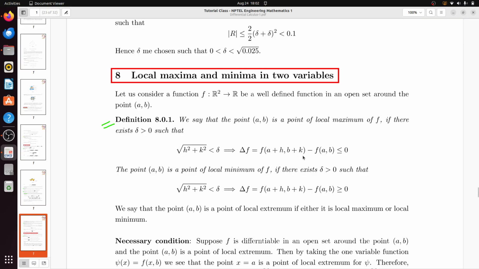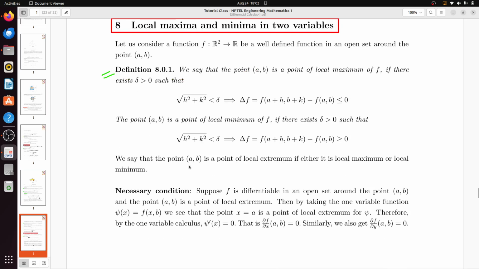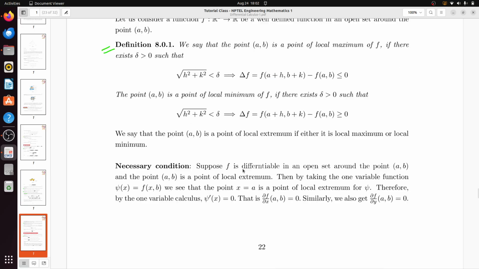So then therefore, a comma b will be a local maxima, and for minima it will be just reverse. That means f of a comma b will be less than all of those points belonging to that neighborhood. So we say that a comma b is a point of local extrema if it is either a local maxima or a local minima.